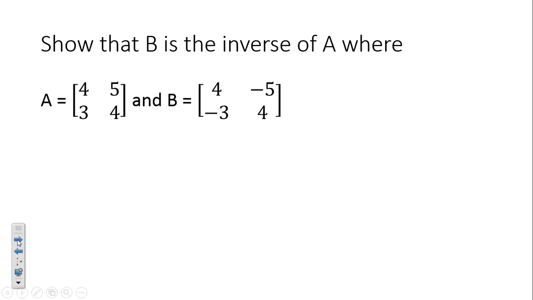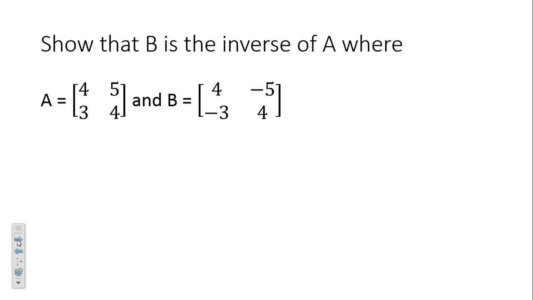All right, so we want to show that B is the inverse of A. So A is a 2 by 2 matrix with row 1 having 4 and 5 as its elements, and row 2 having 3 and 4 as its elements. B is also a 2 by 2 with row 1 having 4 and negative 5 as its elements, and negative 3 and 4 as the elements of row 2. So, if these two are inverses of each other, we should get the identity when we multiply them.